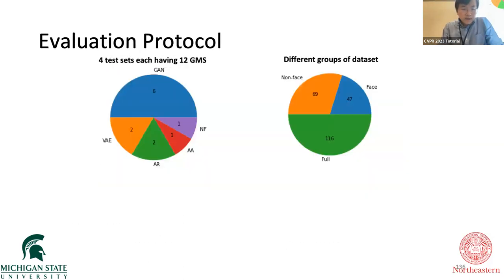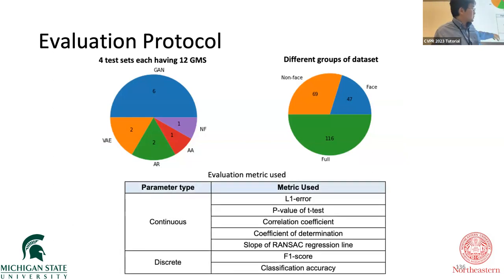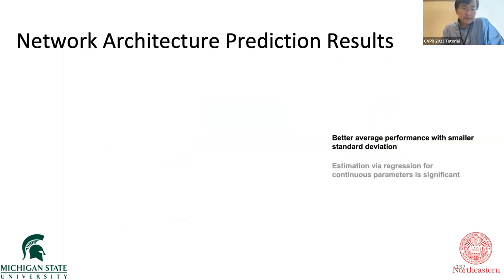Okay, so in terms of evaluation, you can see that we have four different test sets. Each test set has 12 different GMs, and we're trying to make them balanced. Okay, we have performance metrics used for continuous parameters and discrete parameters. We have different evaluation metrics. So let's look at some results.